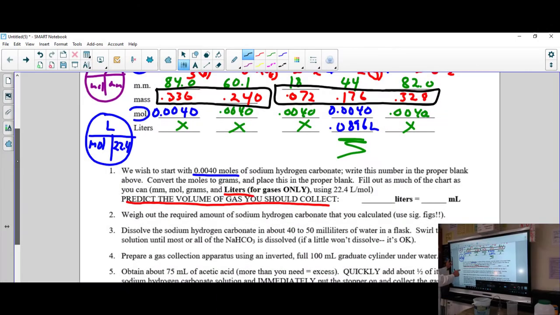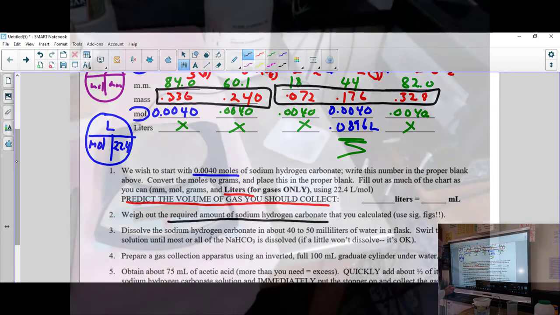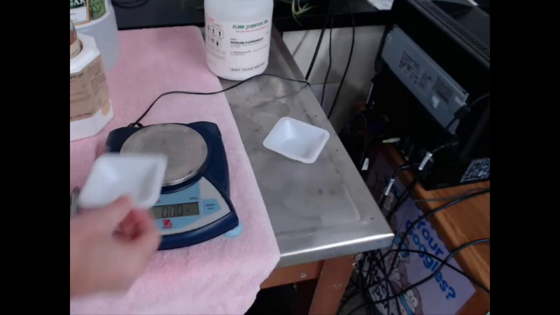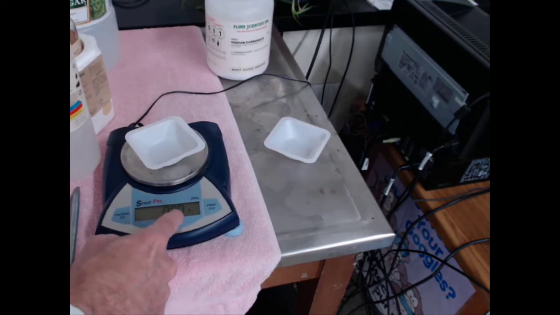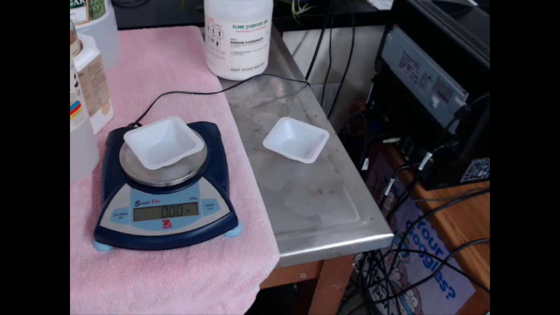It says weigh out the required amount of sodium hydrogen carbonate in direction number 2. So let's put our weigh boat on there and hit tare. We'll set the balance to 0. And now we need sodium bicarbonate. We need 0.336 grams. Now our balance only goes to the hundredths place, so I'm going to have to go to 0.34 grams.